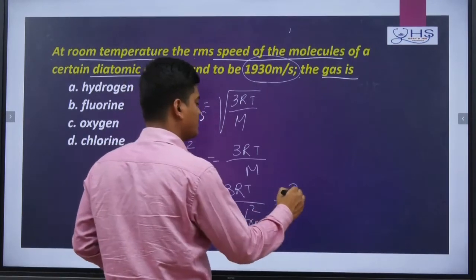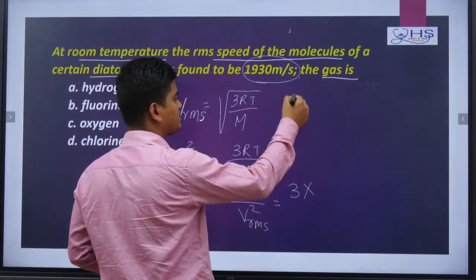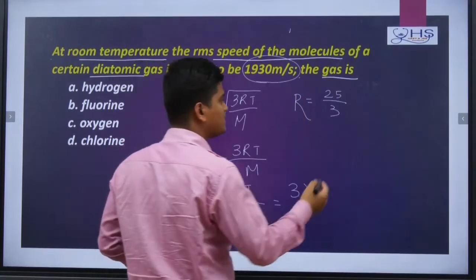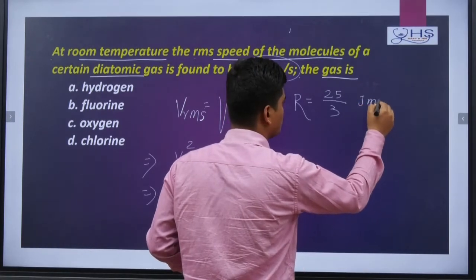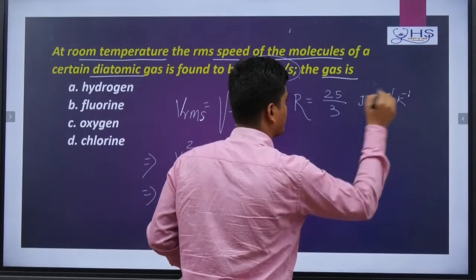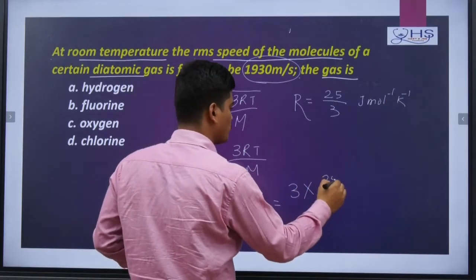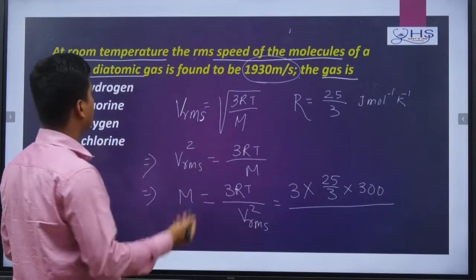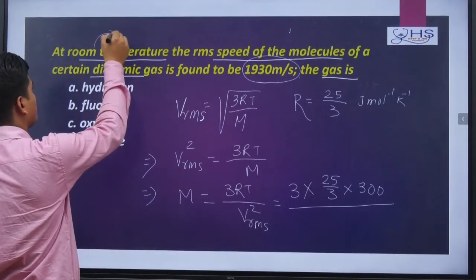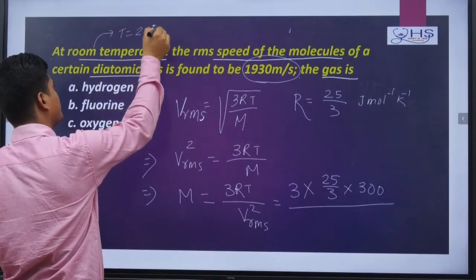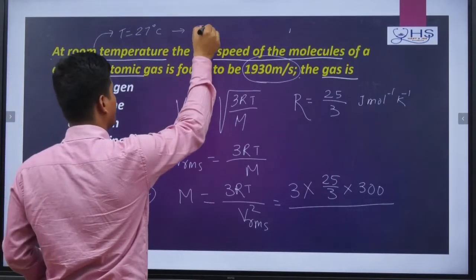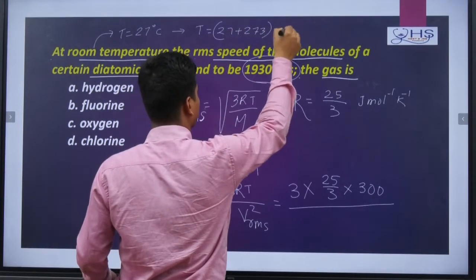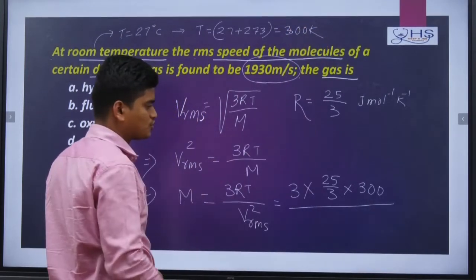Now, 3 is a constant and R is the gas constant. Its value is not given, so you can remember that in SI units its value is 25 by 3 joule per mole per Kelvin. So, 3 into 25 by 3 into temperature, what? They are telling room temperature. Remember, room temperature is 27 degrees centigrade, which we will write in Kelvin: 27 plus 273, so it is 300 Kelvin.